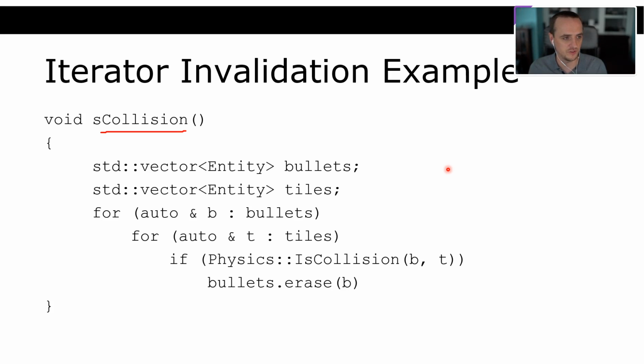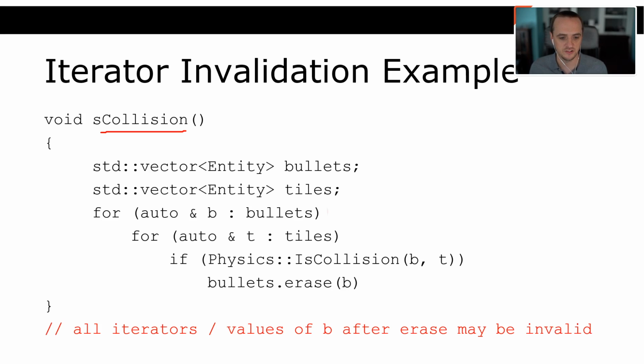And so this is a case of that second one of erasing. In the worst case, and usually what will happen, is all of the iterators and values after B inside the bullets vector may become invalid. And that's really, really bad. So let's just have a look at that. I'm going to go over to a live programming example now.